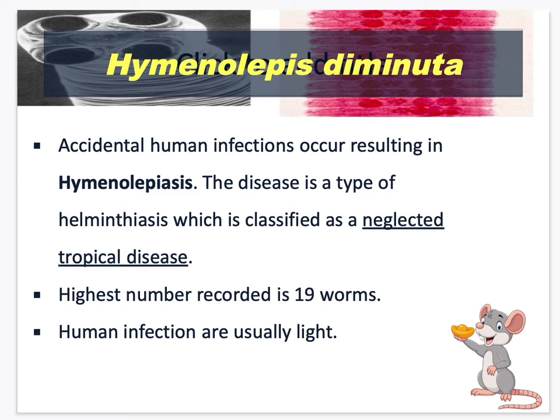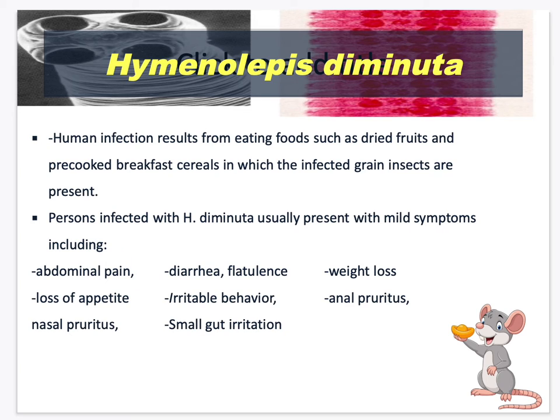The disease is a type of helminthiasis which is classified as a neglected tropical disease. So, the highest number recorded in a human is 19 worms. And human infection is usually light. So, human infection results from eating foods such as dried fruits and pre-cooked breakfast cereals in which the infected grain insects, your intermediate hosts, are present.